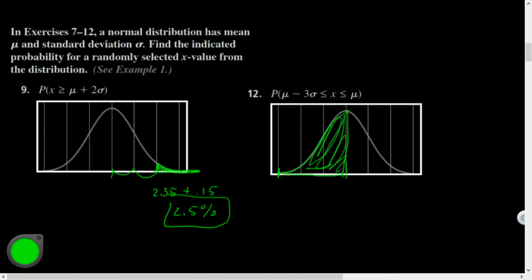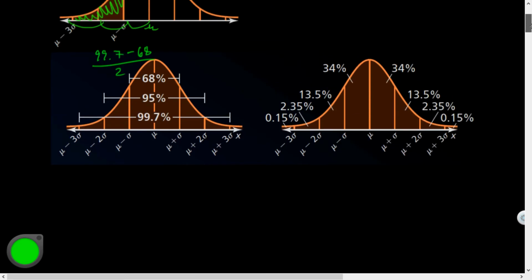Right, so this is the spot that I'm talking about. So I want all 3 of these little spots, all of those regions. And so that's going to be 2.35 plus 13.5 plus 34.